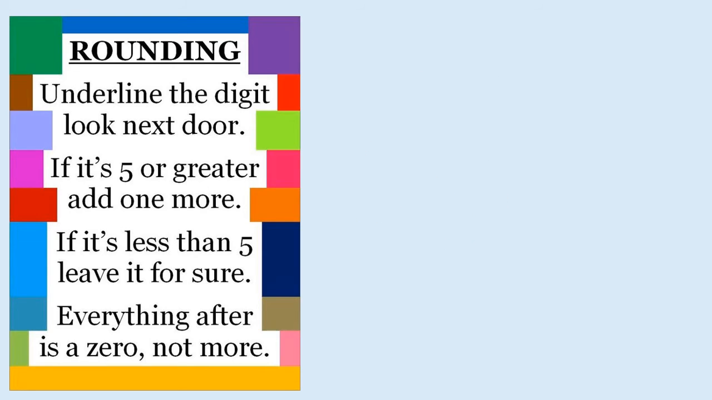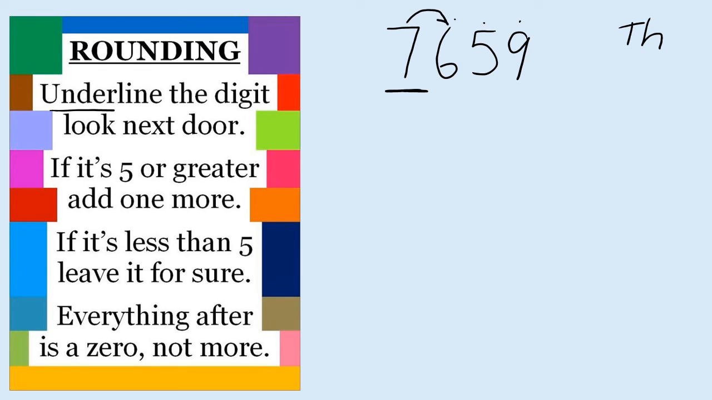All right, time to get a little trickier. Let's try and round to the nearest 1,000. My number was 7,659. I want to round to the nearest 1,000. First step is underline the digit and look next door. So I need to find my thousands column. I have my ones, tens, hundreds, thousands. Underline the digit and look next door.